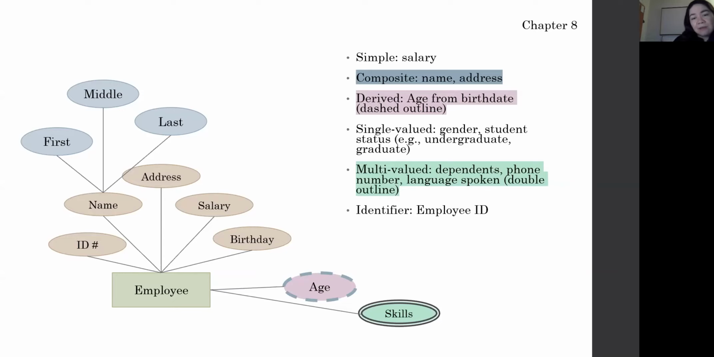Multi-valued, and here I have skills as the example, and you'll find that with the double outline. And the ID, we'll get into those later, but usually you'll see an underline on those. So these are the different visual components. So you'll want to look out for those dashed lines, the double lines, and then attributes coming off of other attributes.